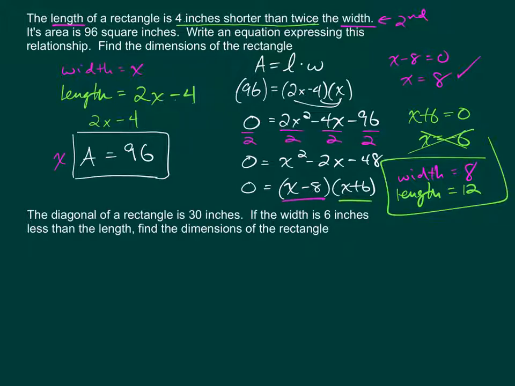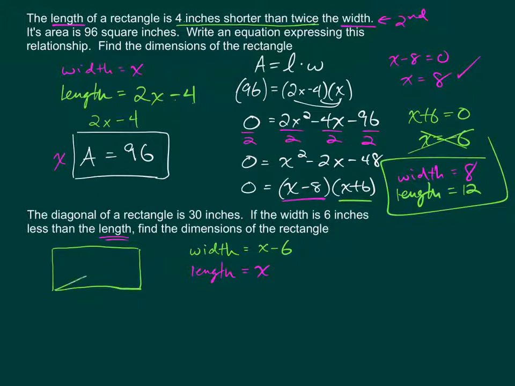And with this next example, it's slightly different. It's giving you this little hint here that you have a rectangle and the width is 6 inches less than the length. So you can see that length here this time is the dimension that came second. So my length will be x, and my width will be x minus 6.